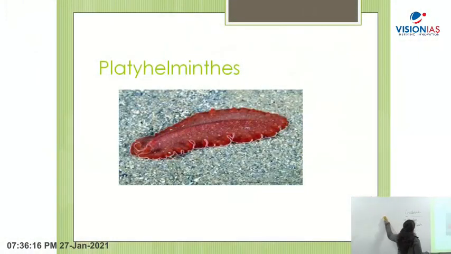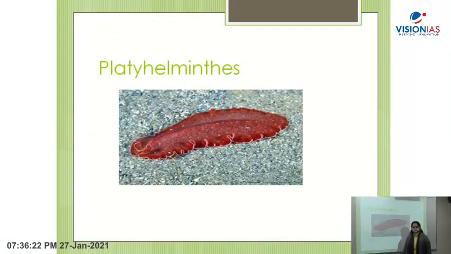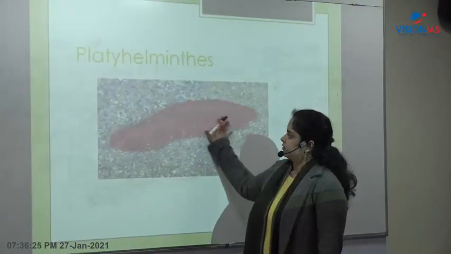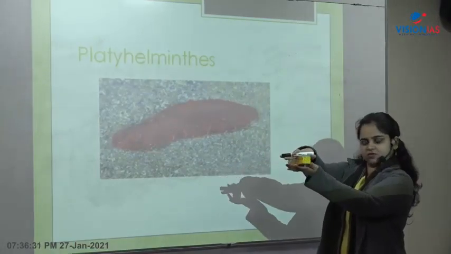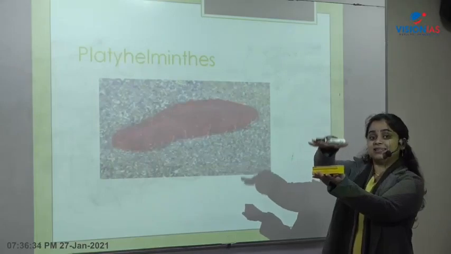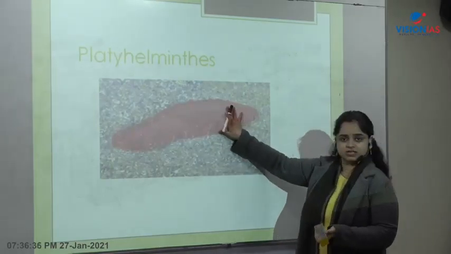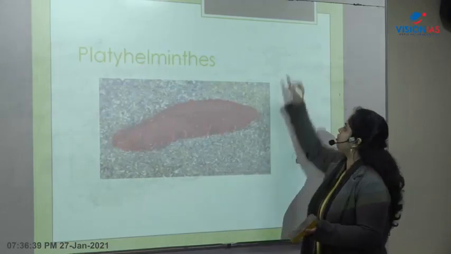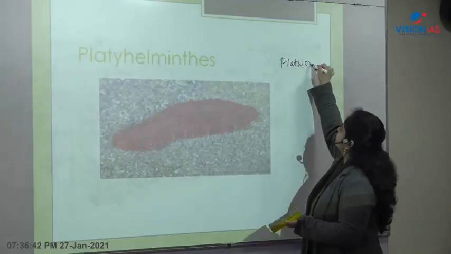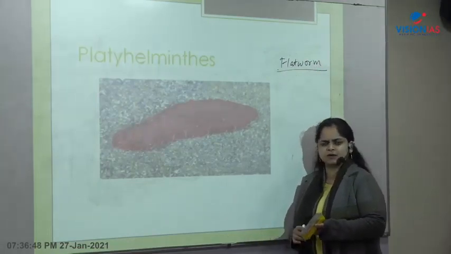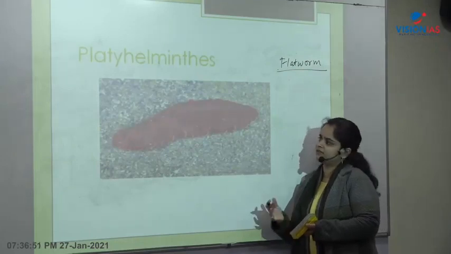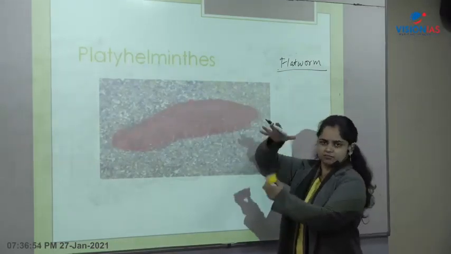Next is Platyhelminthes. Can you see this worm? Can you appreciate its structure? It seems like something has crushed it. Okay, it seems to be flattened. This is a worm which is also called flatworm. Flatworm is a term I am hoping you might have heard. So why are they flatworm? Because that is their shape, flattened body.